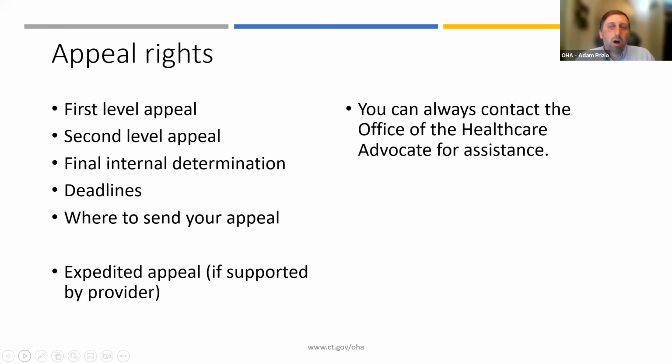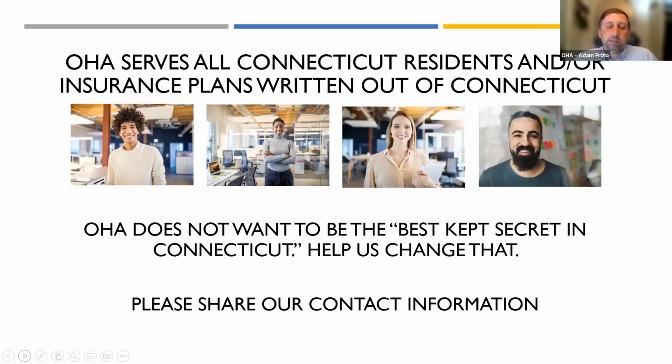You can always contact our office, the Office of the Healthcare Advocate, if you have any questions about these things. The denial letter will tell you how to contact us. They'll also tell you where to send the appeal. I think I skipped over that one. They'll give you the fax number, the email address, the mailing address that you have to use to get an answer if you disagree with the denial. Next slide.